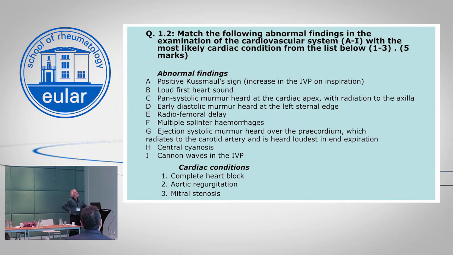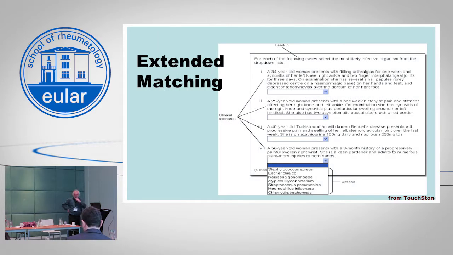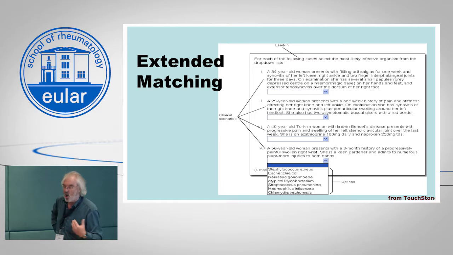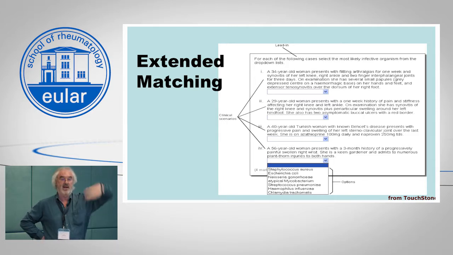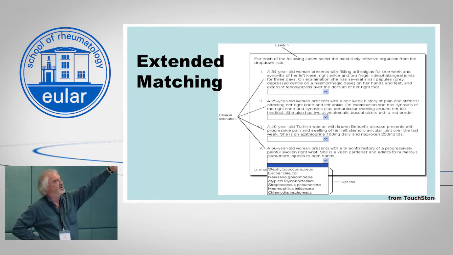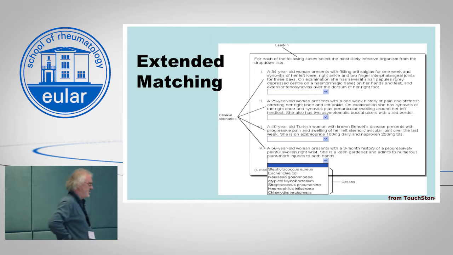So that's that one. And then if you were doing it on a computer, as we increasingly do these days, so if you have online assessment, then in this case you'd have your scenarios, and you'd click on one, and a drop-down box would open up with the options, and then you'd simply click on the appropriate option in the drop-down box. So again, here you've got 4 scenarios, and you've got 7 options.